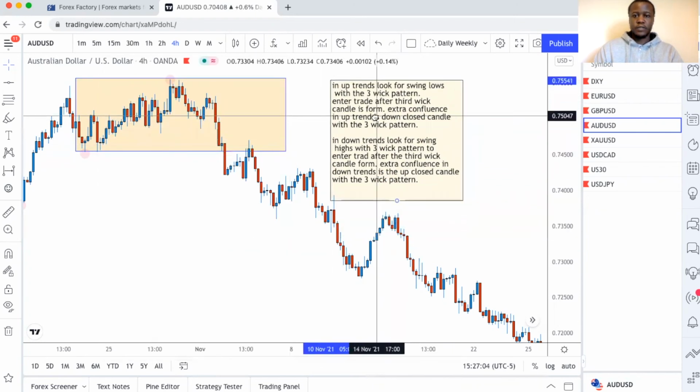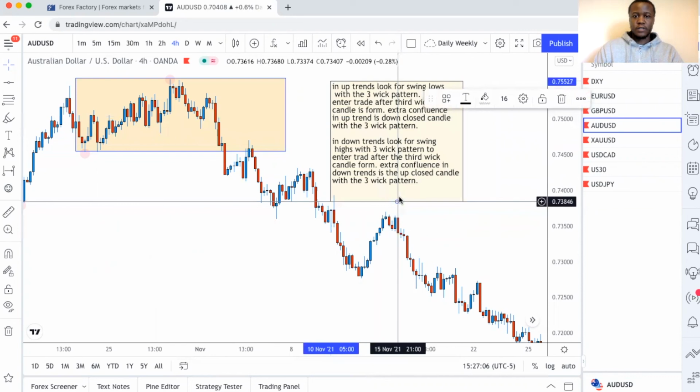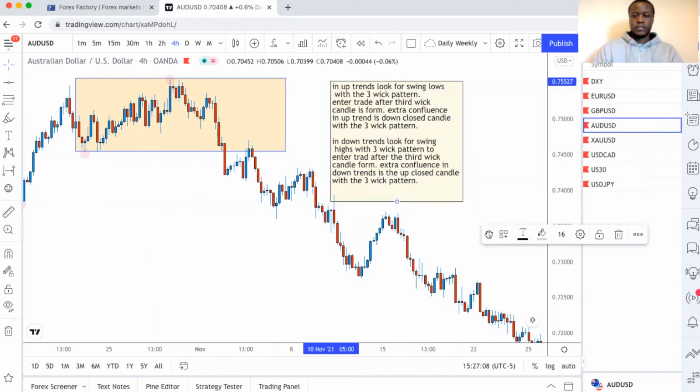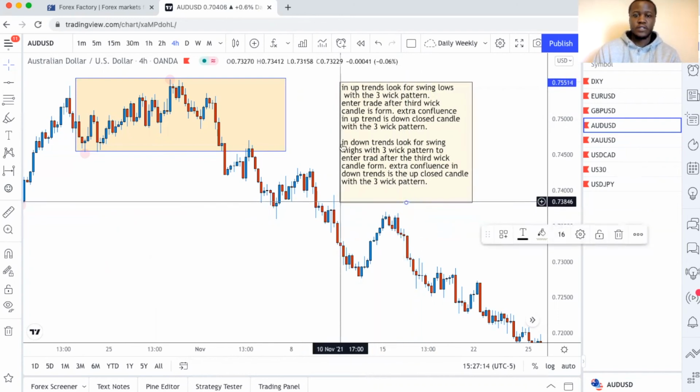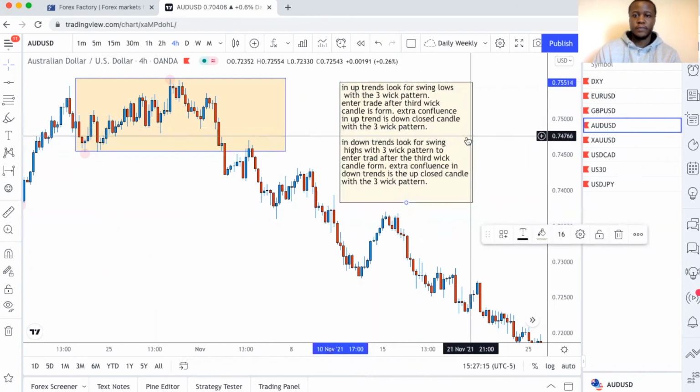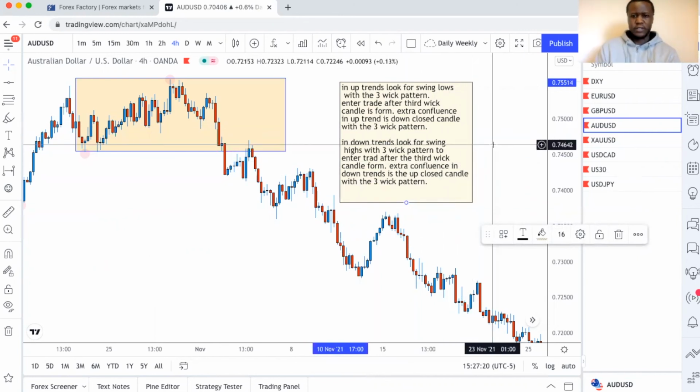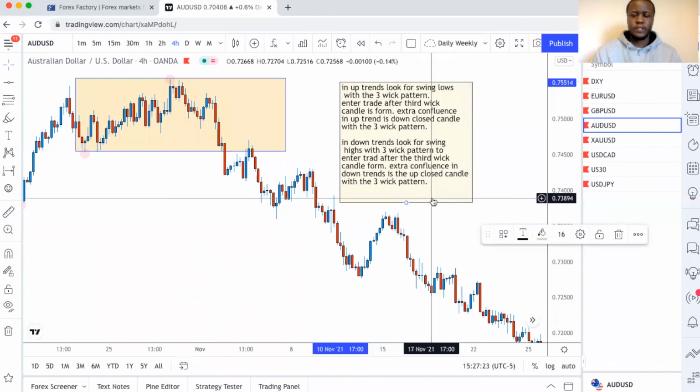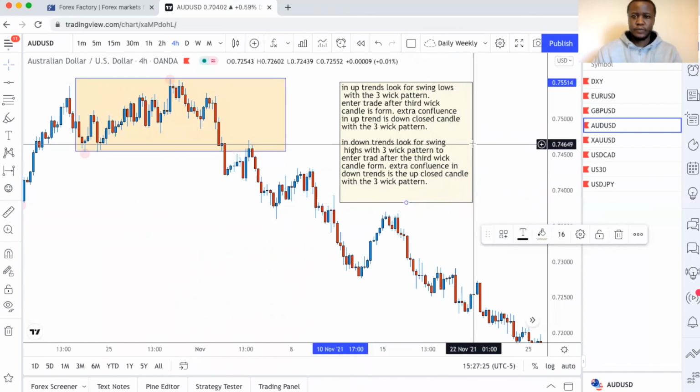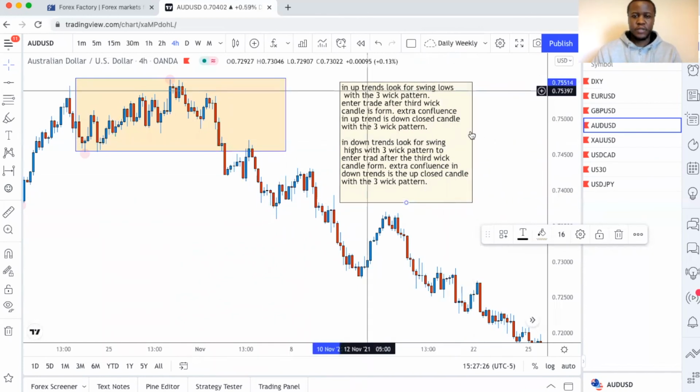So this right here, so just follow this and try it out. Study it, study your charts, and try this strategy. And let me know if it helps you guys. It's pretty much straightforward.